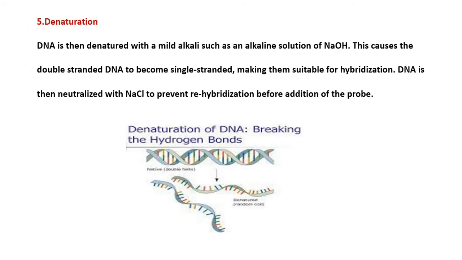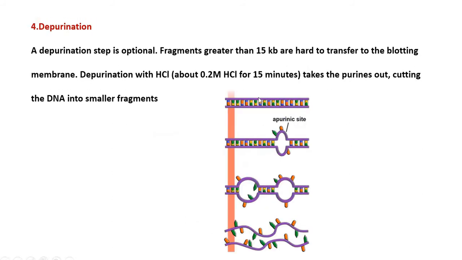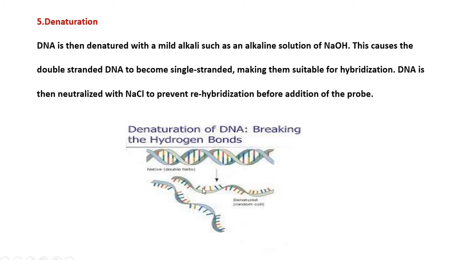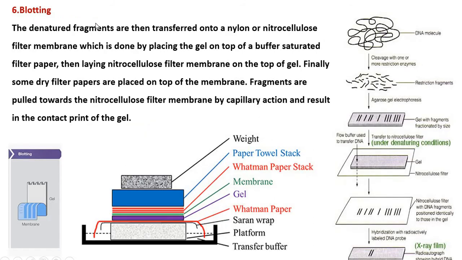Next, denaturation. DNA is always double stranded. If it is double stranded, the probe cannot bind. So the fragmented DNA should be converted into single strand. Denaturation by alkali solution, sodium hydroxide or sodium chloride treatment, makes that double stranded DNA into single stranded DNA. That is called denaturation.